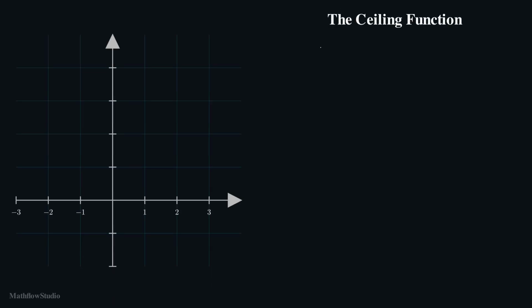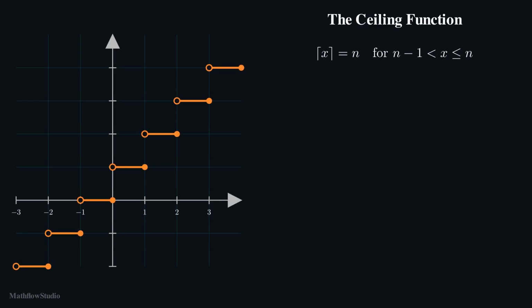Turn the same idea the other way, and you get the ceiling function. The ceiling of x is the smallest whole number that is not below x. It is a staircase, too, climbing the same way, but the ends swap over. Every step is open on the left now and closed on the right.